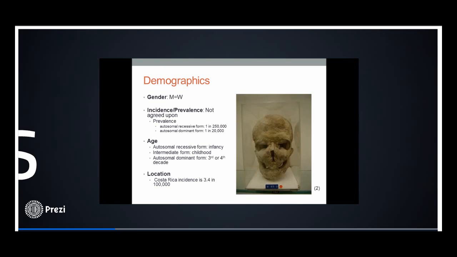The age of presentation also depends on the form being considered, with the autosomal recessive form presenting during infancy, the intermediate form during childhood, most often in the first decade, and the autosomal dominant form between ages 20 and 30. For reasons unknown, Costa Rica has a higher incidence of osteopetrosis. The photograph on the right is a famous display in England showing a case of osteopetrosis. Notice how this typifies the so-called marble bone appearance.